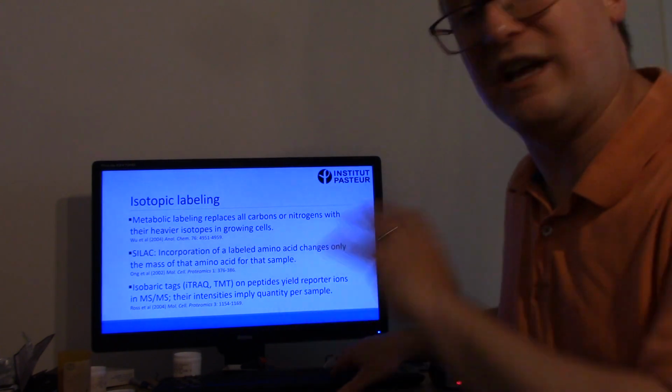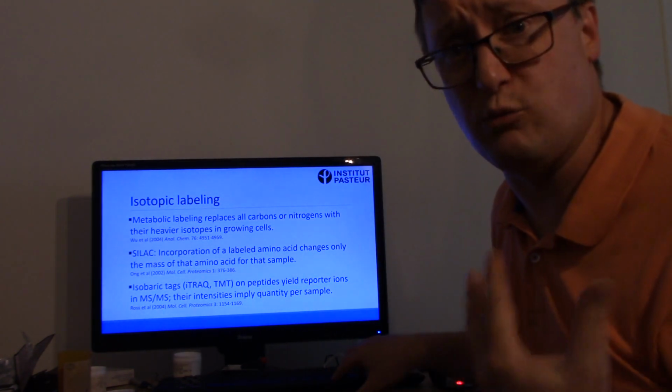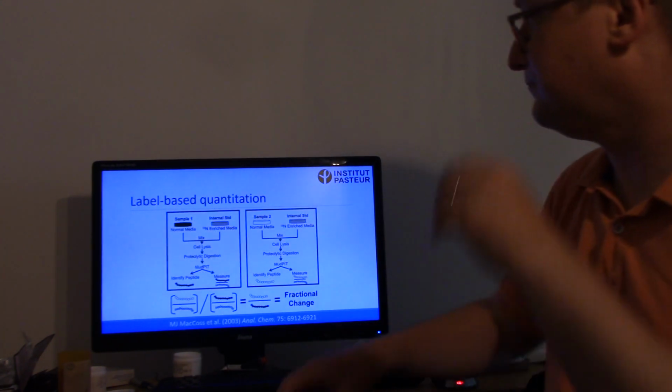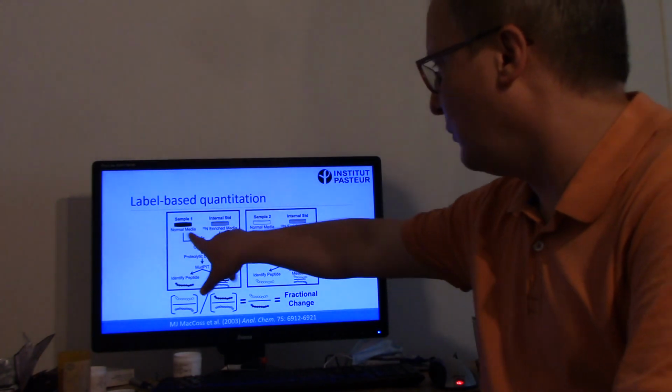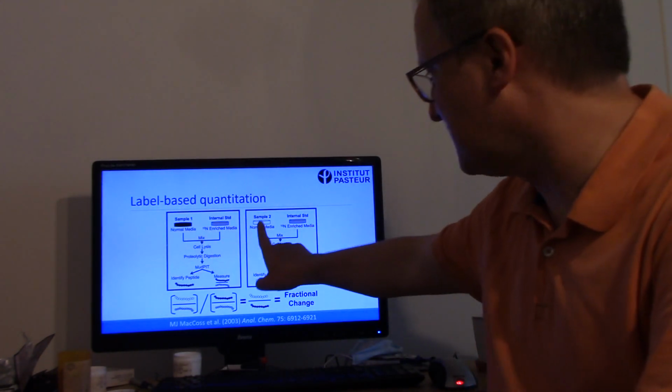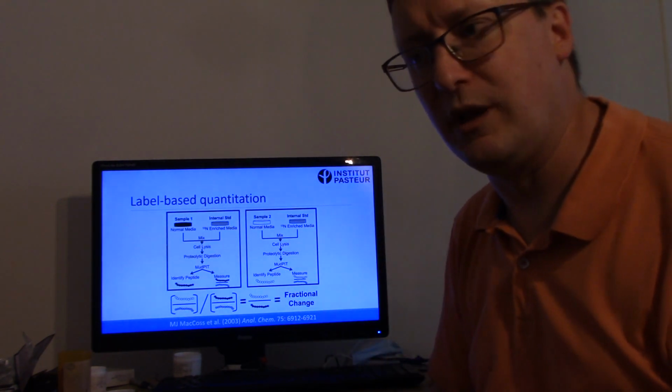Okay, so that's a little intro to isotopic labeling. I've added some papers here if you'd like to learn more about individual examples there. So how is this used? In this case, we have a sample 1 and we have a sample 2, and we want to be able to compare sample 1 to sample 2.